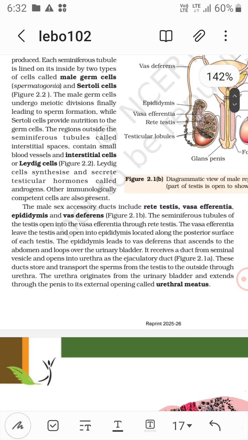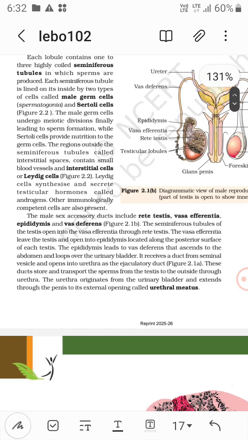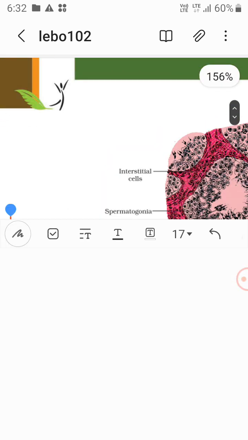Now the urethra originates from the urinary bladder and extends through the penis to its external opening, that is the urethral meatus, as you can see in the diagram.